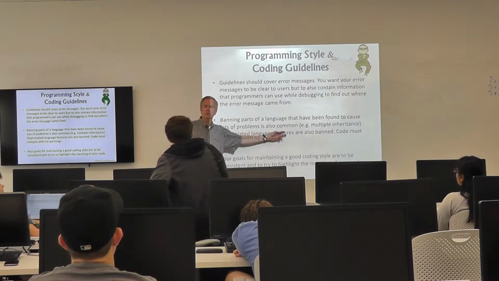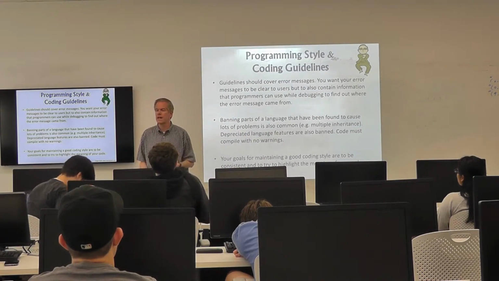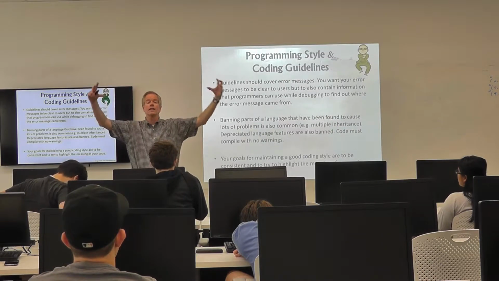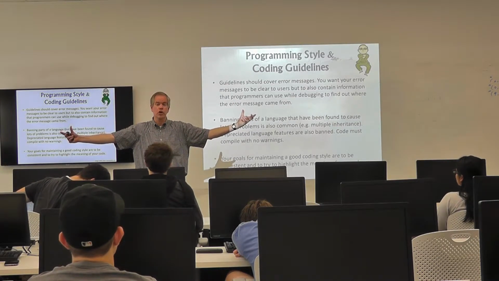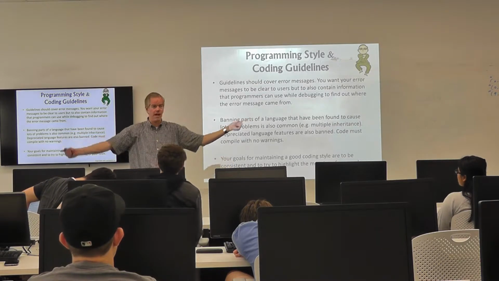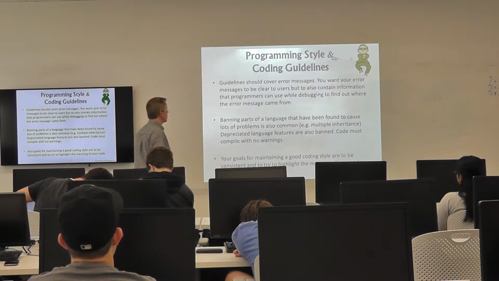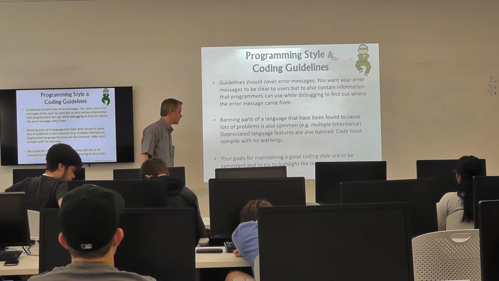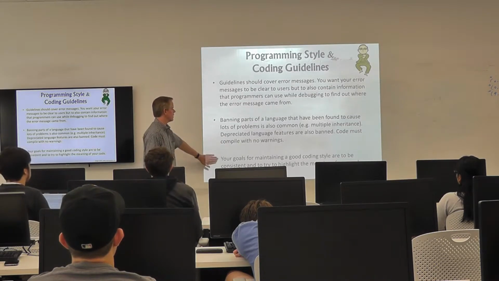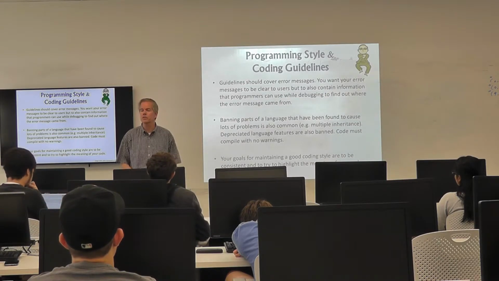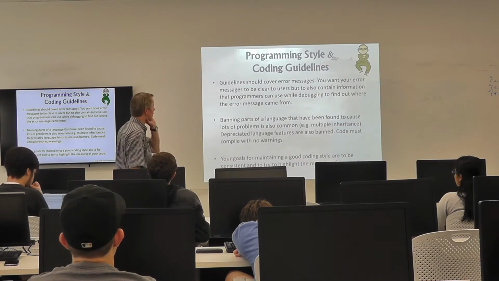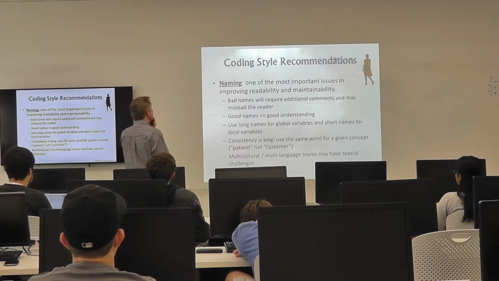Deprecated language features, which means that things that are part of the language today, but the people who run the language have said, listen, this is going to go away in the future. Don't use it. Okay? So people then don't use it. You want to be able to compile with no warnings. Any warnings are telling you you've got some problems. Your goal for maintaining good coding style, it has to be consistent. Okay? And of course, you want people to understand what your code does. Simple stuff there.